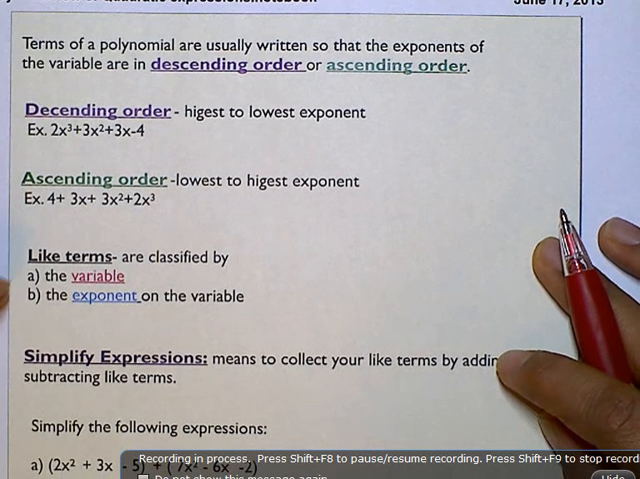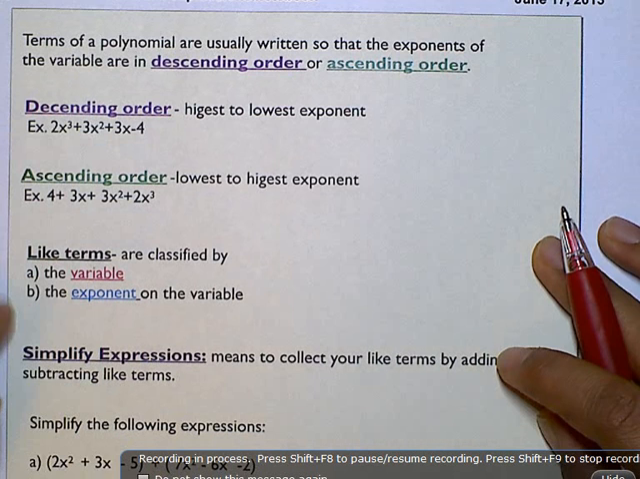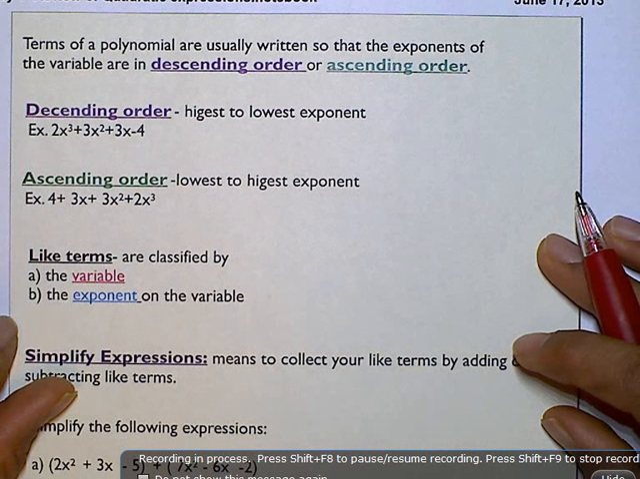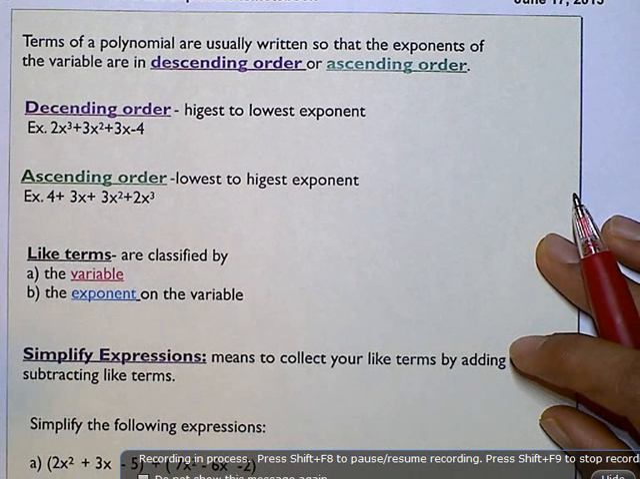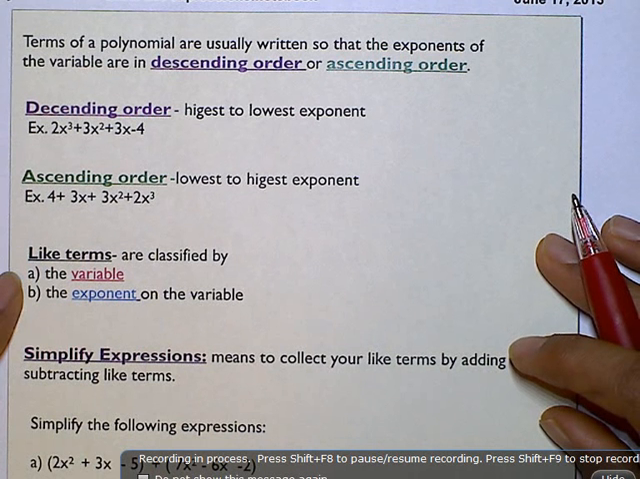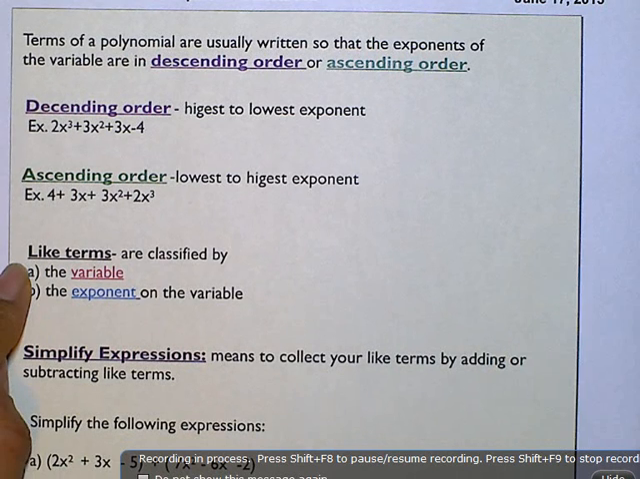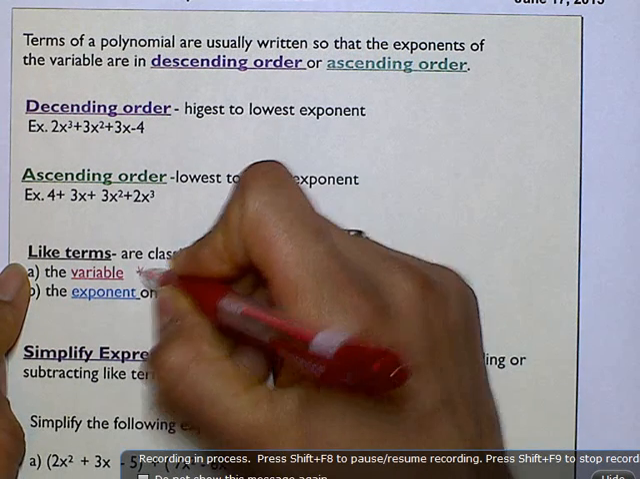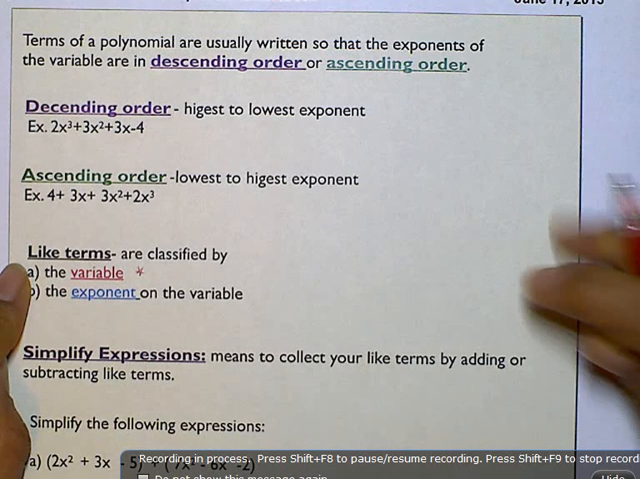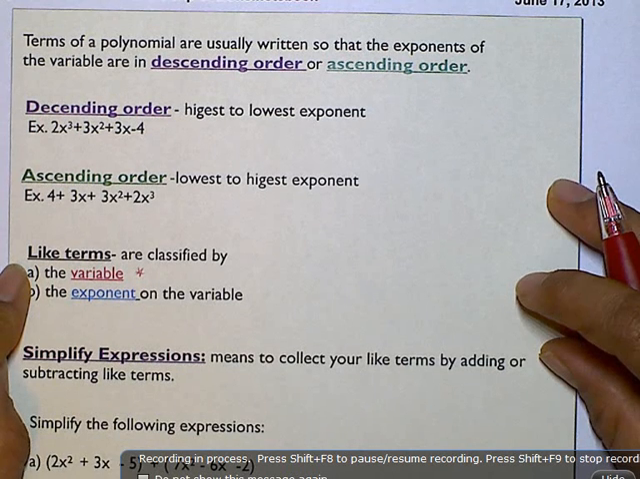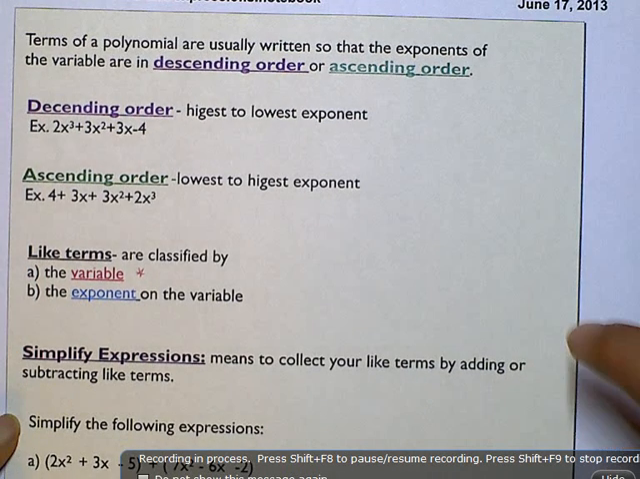Like terms are classified by 2 things. This is extremely important, and I need you guys to be able to understand how to collect like terms. Like terms are identified by 2 things. One is its variable. It must have the exact same variable. Along with that, the exponent on that variable must also be identical. Okay, so that's basically how to classify like terms, and we'll do an example from that.